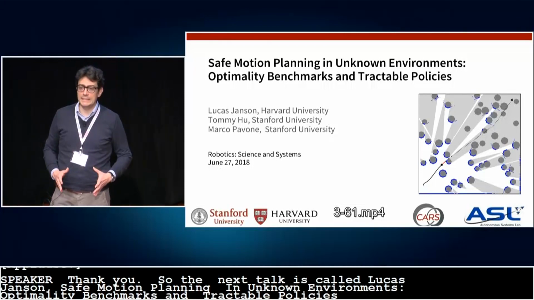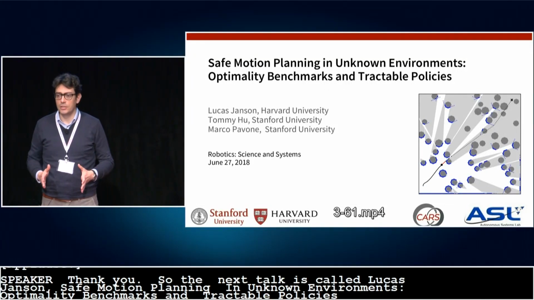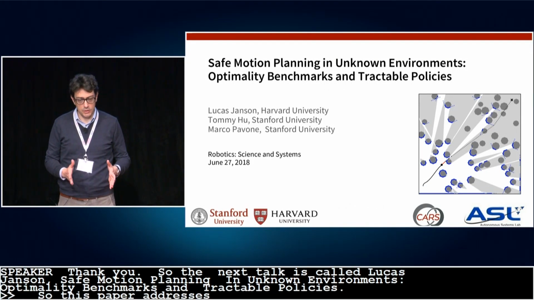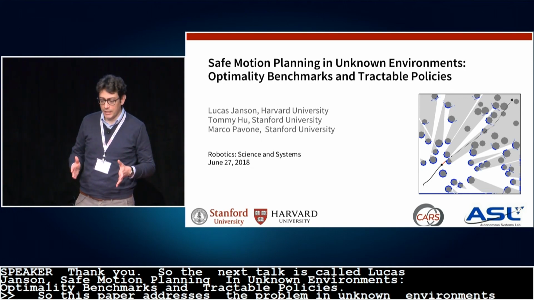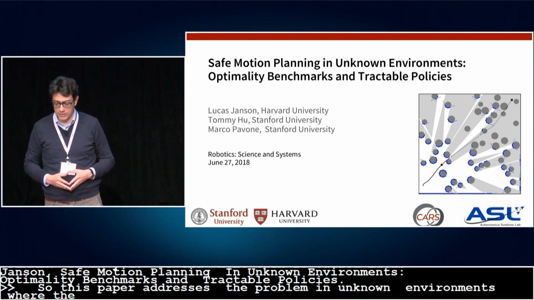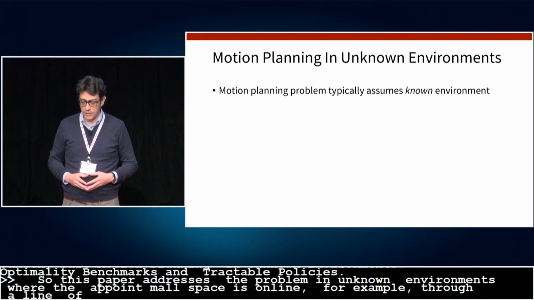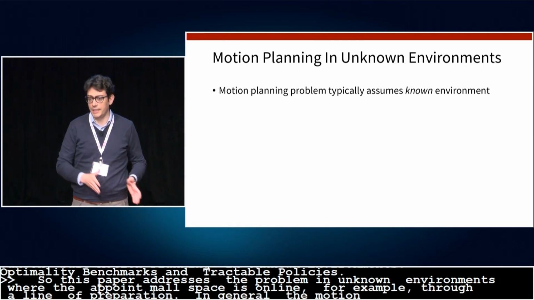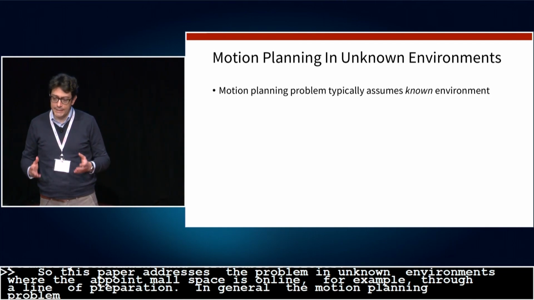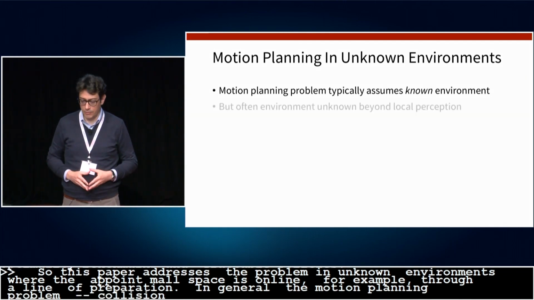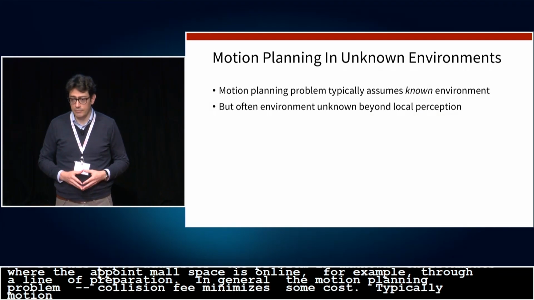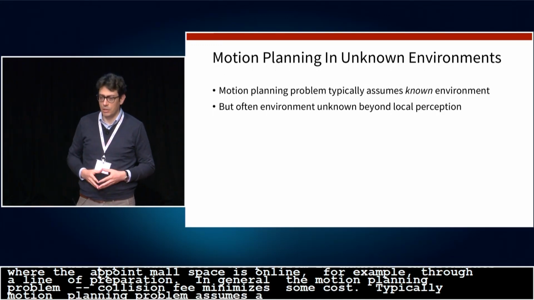Okay, so this paper addresses the problem of planning in unknown environments, where the obstacle space is incrementally revealed online, for example, through line-of-sight perception. In general, the motion planning problem entails finding a trajectory for a robot that is collision-free and minimizes some cost. And typically, the motion planning problem assumes a known environment. But in reality, the environment is often unknown beyond local perception.